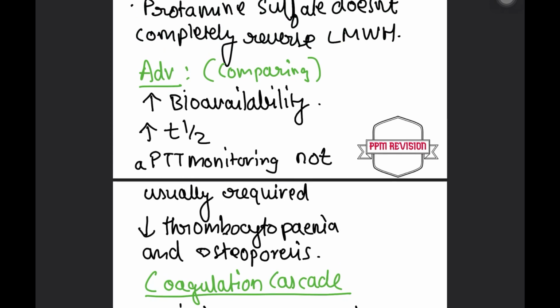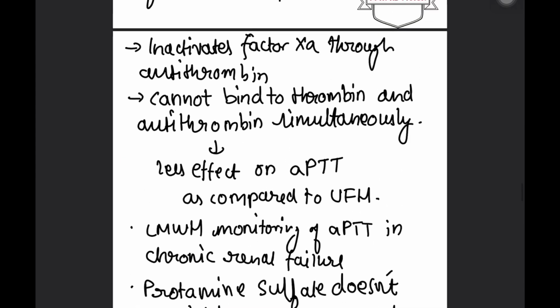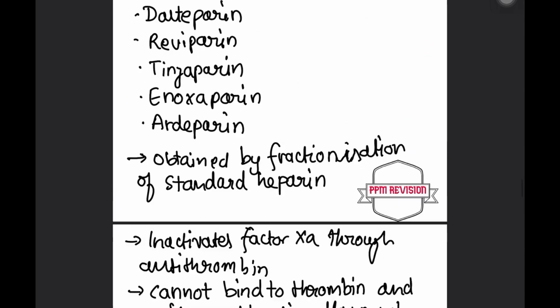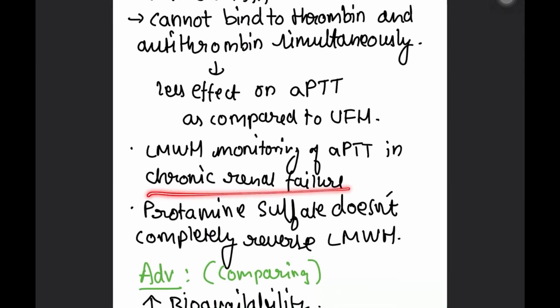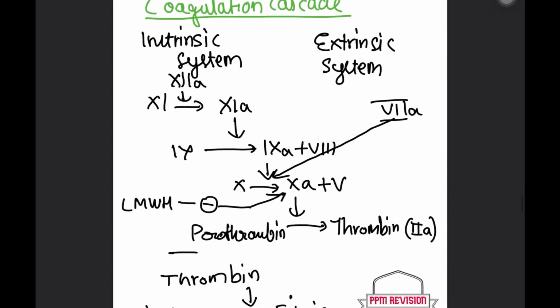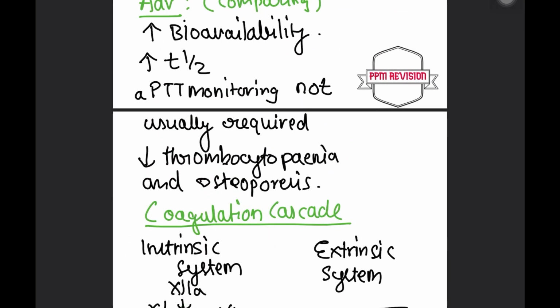And then talking about the advantages, why do we use LMWH? It increases bioavailability and also the half-life. APTT monitoring is not usually required, but as mentioned earlier, it can be used in case of chronic renal failure. And then moving ahead, it decreases thrombocytopenia and also osteoporosis.